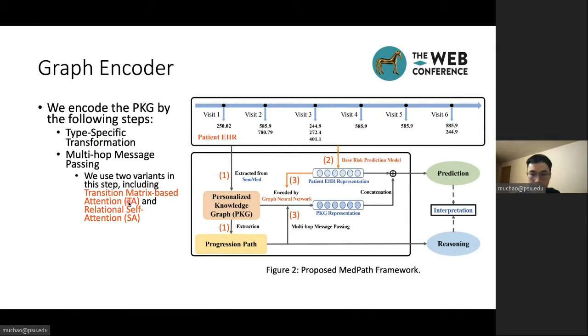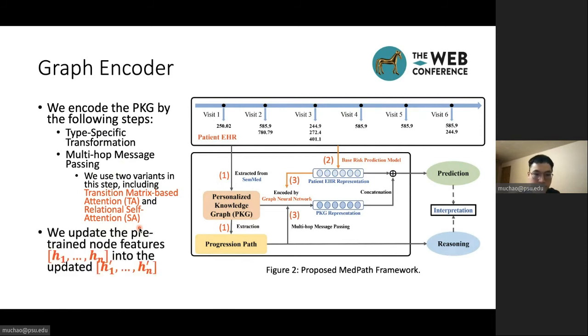And the way we learn the attention weights includes transition matrix-based attention, TA, and relational self-attention, SA. The detailed information of these two mechanisms can be found in our paper. And then we update the initial node features H1 to HN into the updated H1 prime to HN prime, where N is the number of nodes in the PKG.